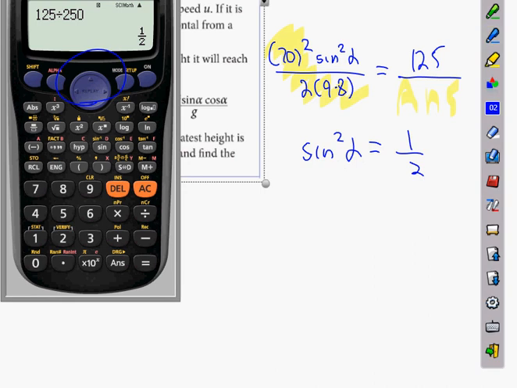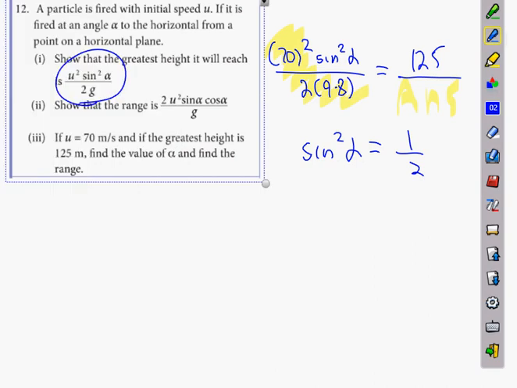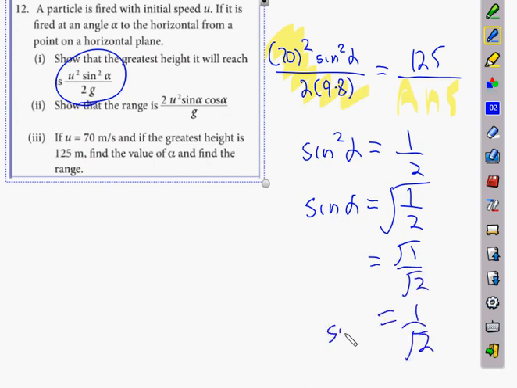What does that mean about sine alpha? Sine alpha is equal to the square root of 1 over 2, which is root 1 over root 2, which is 1 over root 2. So you're going to sine inverse. Do you remember sine inverse? To get an angle. So alpha equals sine inverse 1 over root 2, and that is a 45-degree angle.